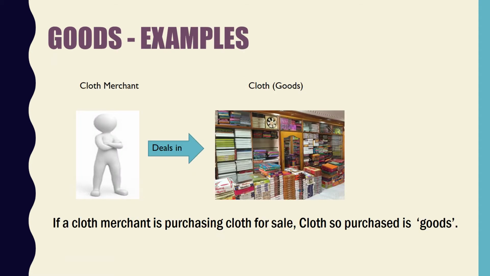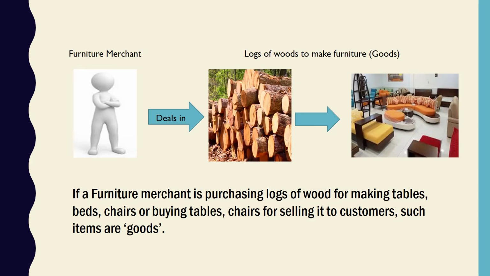Now for example, if you're a cloth merchant, you would be dealing in cloth, right? So cloth for you is goods. If a cloth merchant is purchasing cloth for sale, cloth purchased is goods. Then if you're a furniture merchant, you would be needing logs of wood, because you're going to convert them and make furniture, table, chair, bed, dining table, many wooden things out of it, so that it can be used as furniture and you can sell it to the customers.